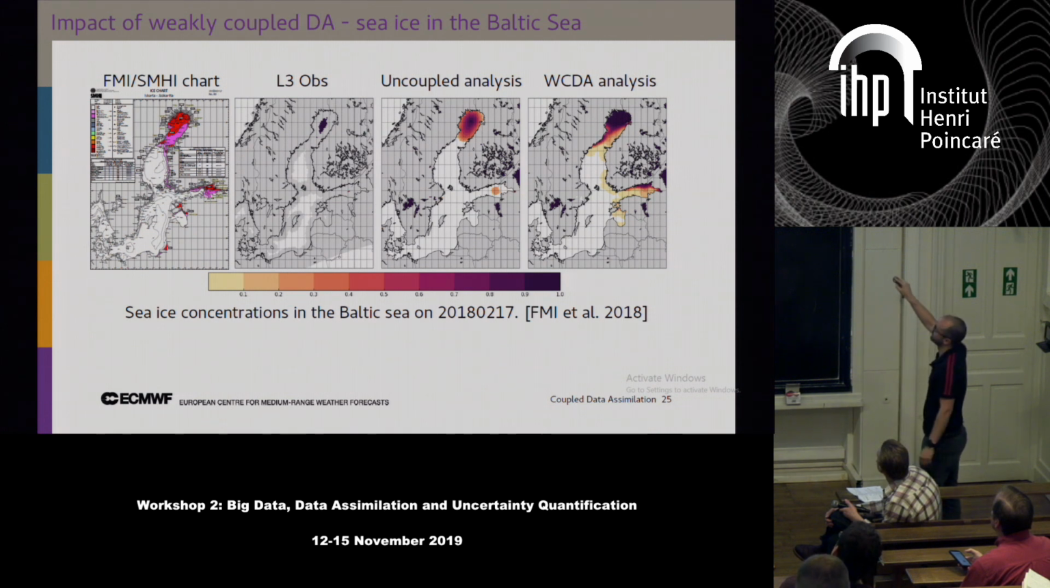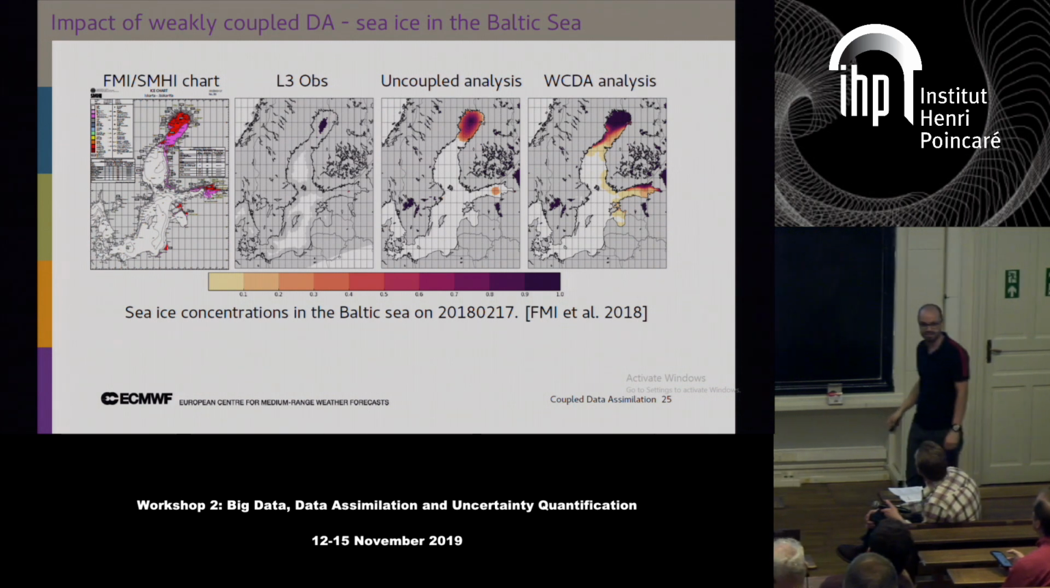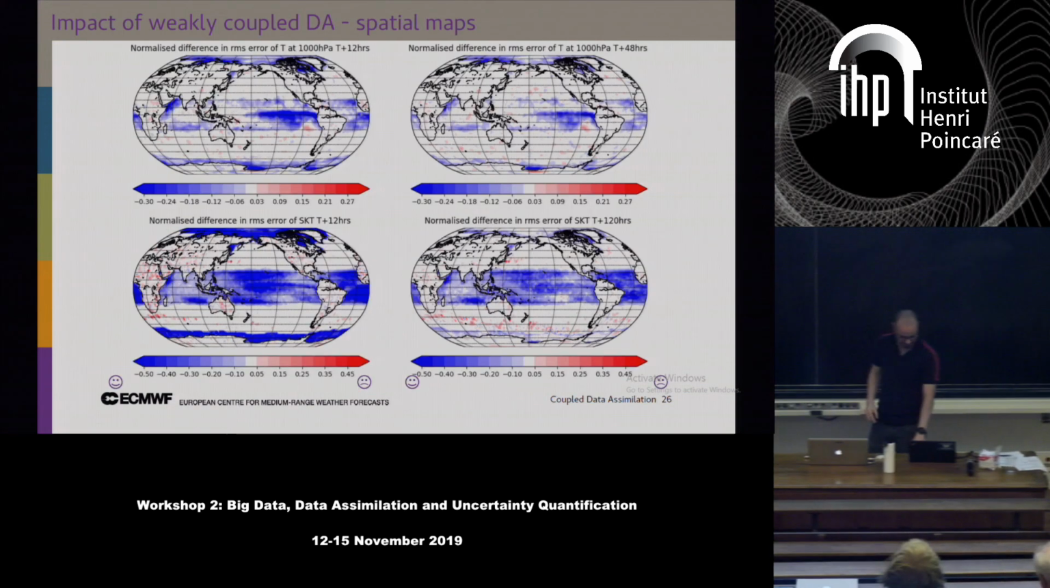If we have an uncoupled analysis, you see lovely Gaussian structures, which are in no way related to what the actual ice is. But if we use this weakly coupled system, basically we're putting in a dynamical model of the ocean and sea ice, and that is giving us very representative structures for our ice. So this is what it looks like on a local scale.